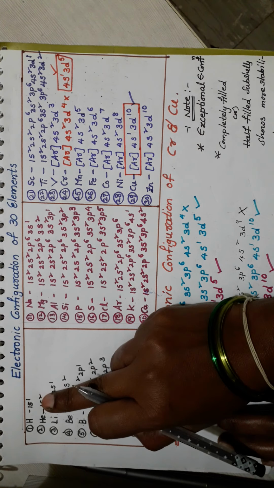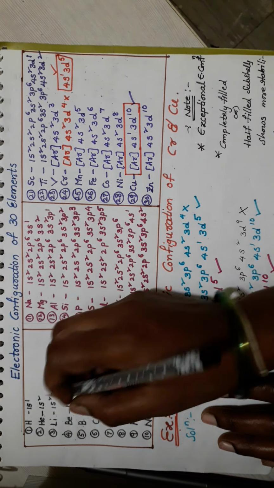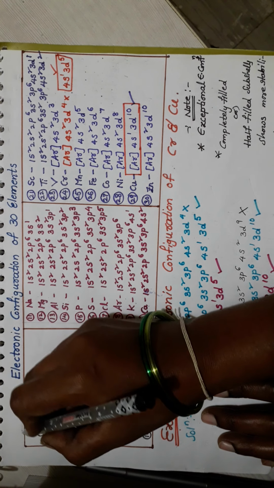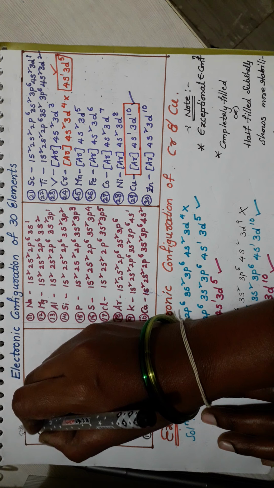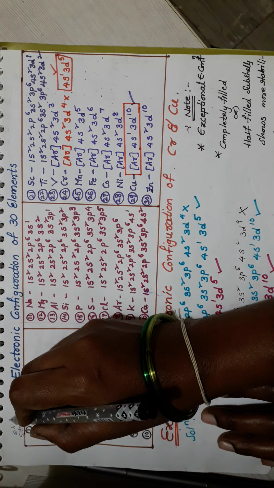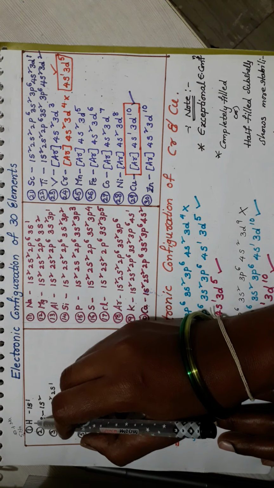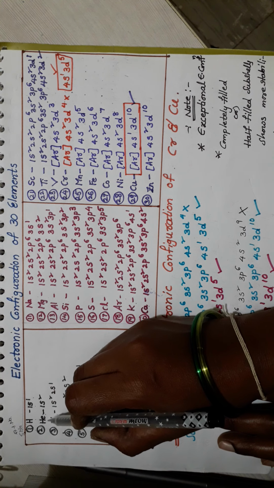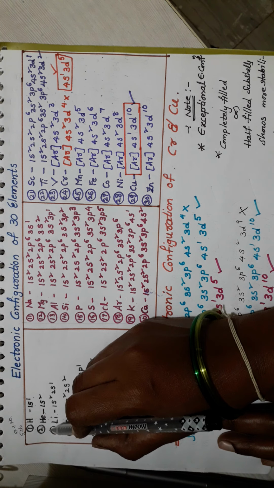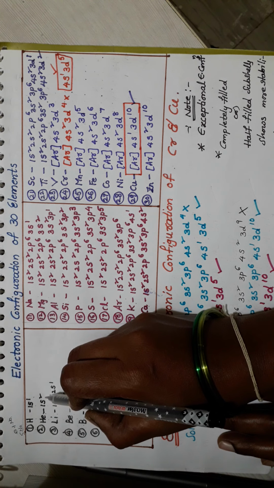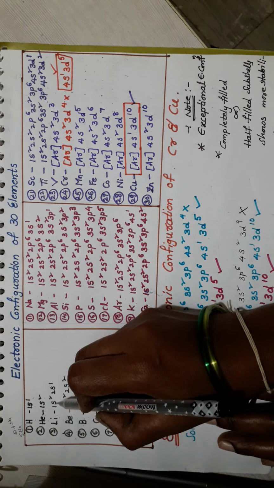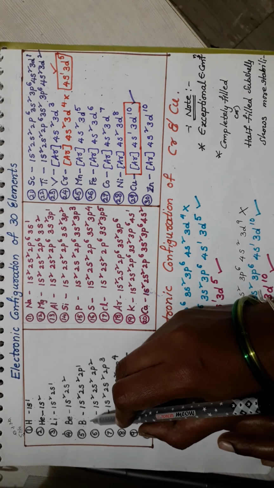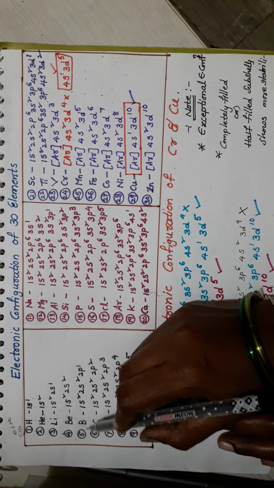Here we have to write according to the Aufbau diagram. Here 1s1, why? Because the atomic number is 1. All these are not only serial numbers, we have to consider them as atomic numbers. So hydrogen, atomic number 1, electronic configuration 1s1. Helium, atomic number 2, so electronic configuration 1s2. Lithium, atomic number 3, 1s2 2s1. Beryllium, 4, 1s2 2s2. Boron, 5, 1s2 2s2 2p1.